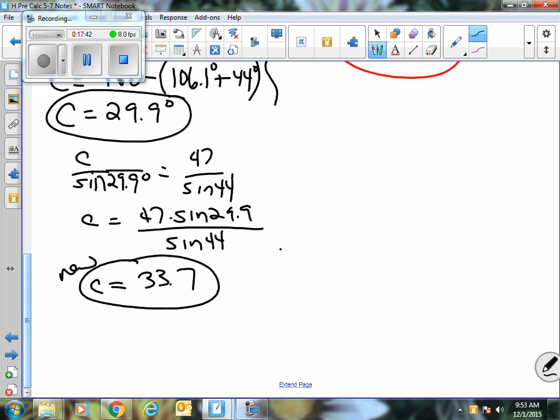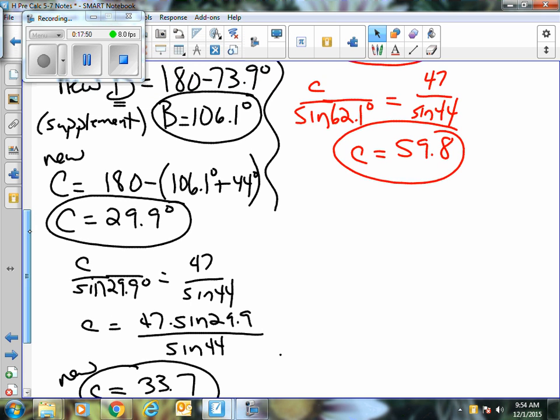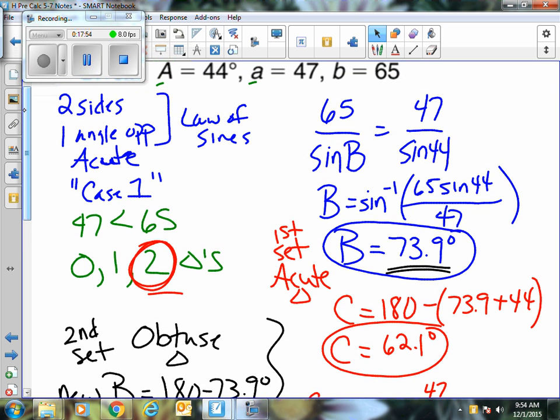I got 33.7. So the reason there's two sets is because I didn't get 90 on that first angle. I got something else. So I generated this new second set of solutions, which is an obtuse triangle. So we have two sets for this one. It was a case one.